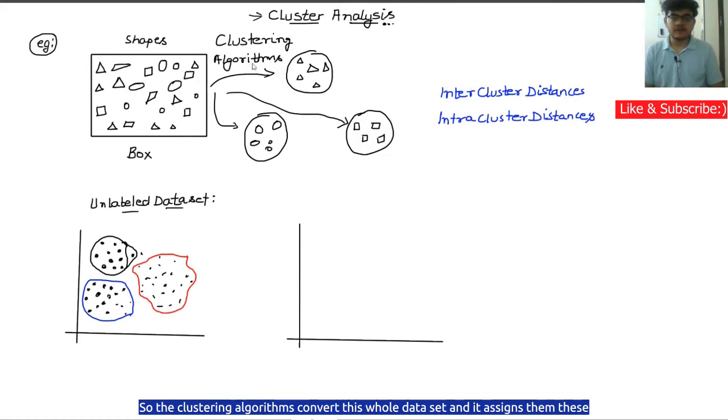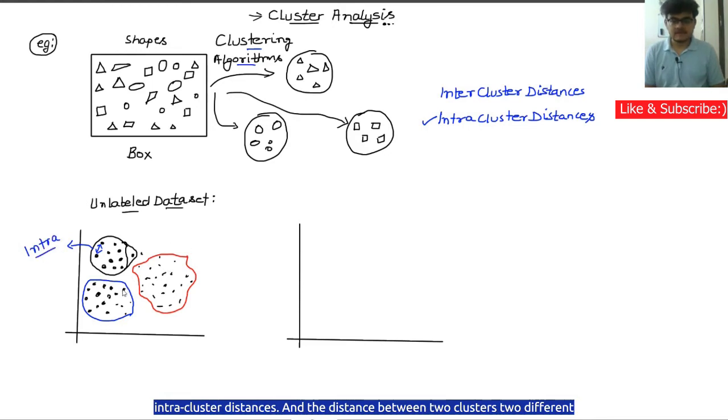So the clustering algorithms convert this whole data set and assign them these clusters on the basis of the inter-cluster and intra-cluster distances, right? So let's see what intra-cluster distances are first. Inside this cluster, you can see these are the data points. The distance between these data points is known as the intra-cluster distances.